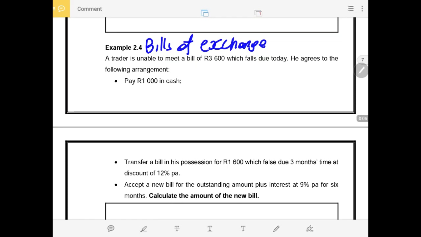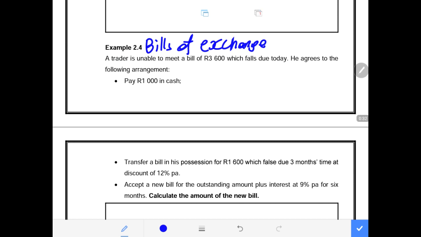Bills of exchange is still a theme for the season. Example 2.4 is where we are. A very lovely example that is connected with another exercise, 2.2, number B. A very popular question that will appear if bills are still a topic that is part of the curriculum.